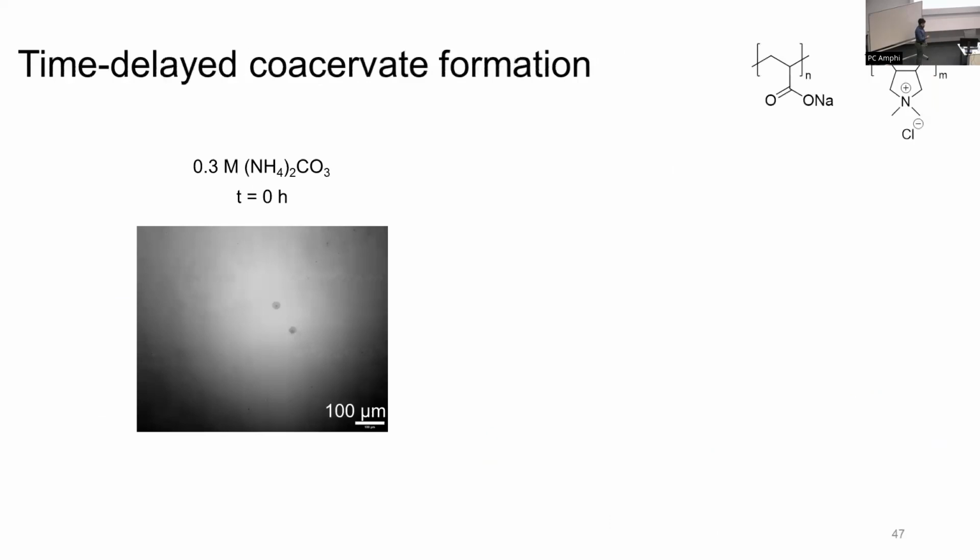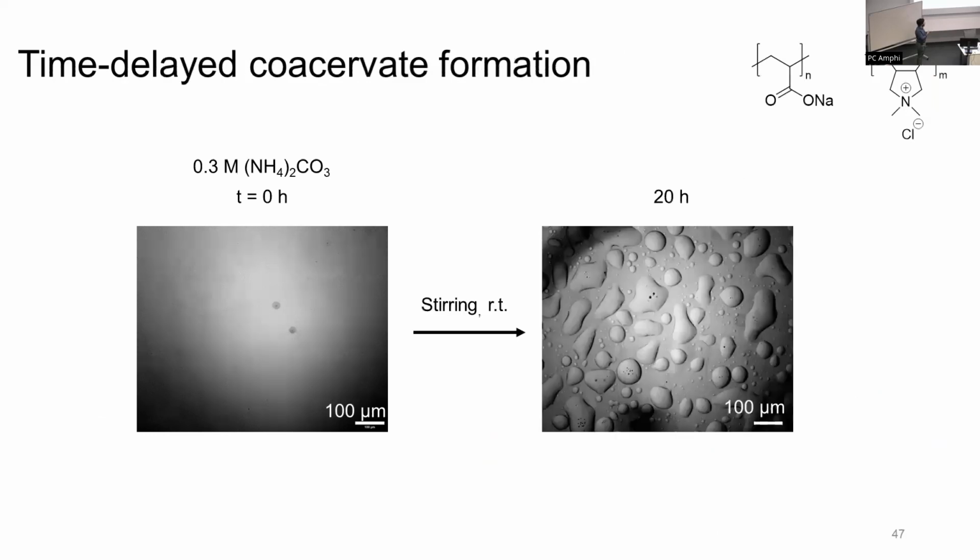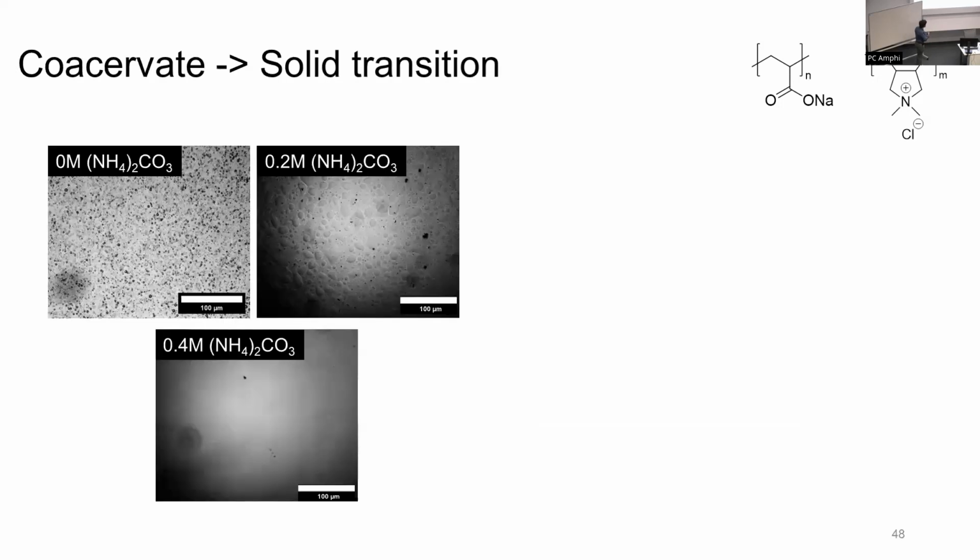Just as a proof of concept, she did this first experiment where you start from a fully transparent solution, keep it stirring, and then after a certain amount of time, coacervates appear. Now, this was just a first experiment. Of course, if you control the initial concentration of ammonium carbonate, the stirring rate, or the temperature, you can change how fast this happens. Our next step is to go from solution to coacervate to solid.